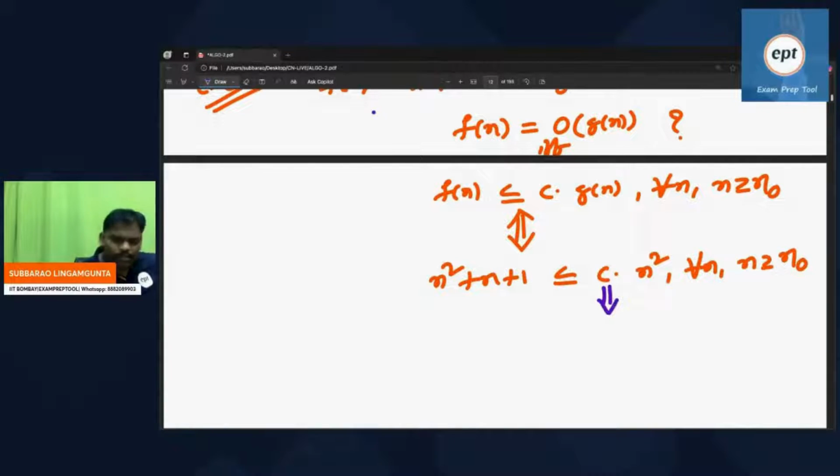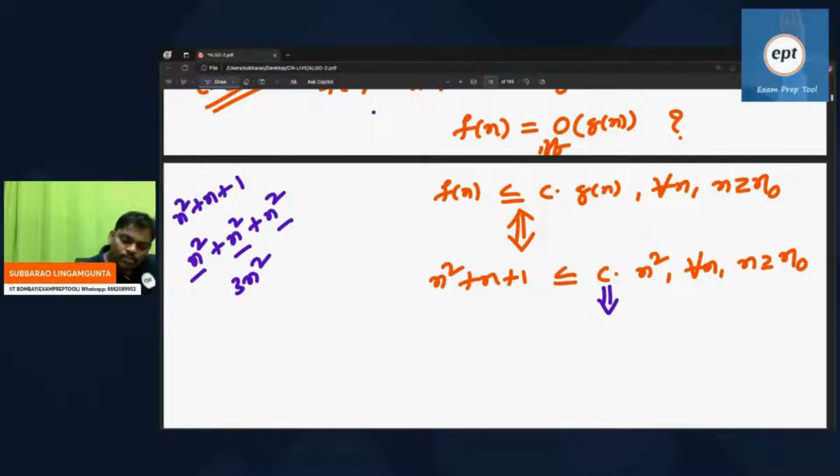Let me ask you one small thing. Everyone listen, n square. It is 3n square. Comparing n square, both are n square. But comparing n and n square, n square is bigger. Comparing 1 and n square, n square is bigger. What I mean to say is n square plus n plus 1, 3n square is bigger. So I think you can take C value 3.